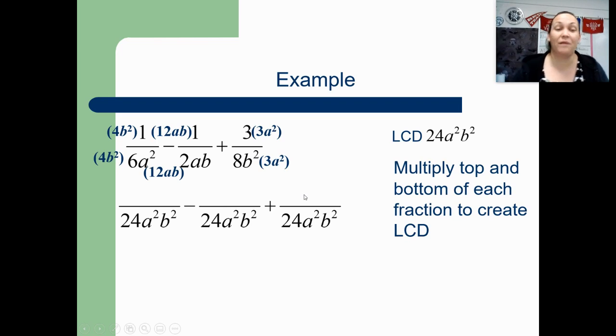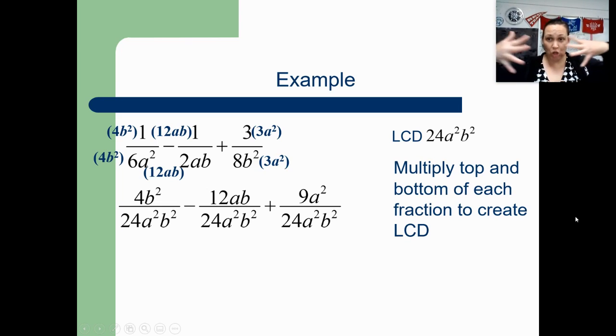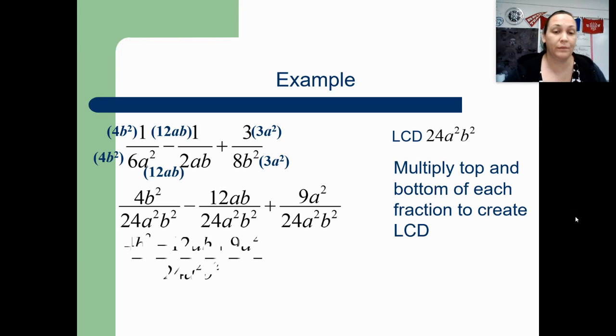At this point in time, all of your fractions should have the same denominator. That means you're doing good. Don't forget to multiply your numerators. Once you create a common denominator, you can smush all of the fractions into a single fraction, and that fraction will have your common denominator.